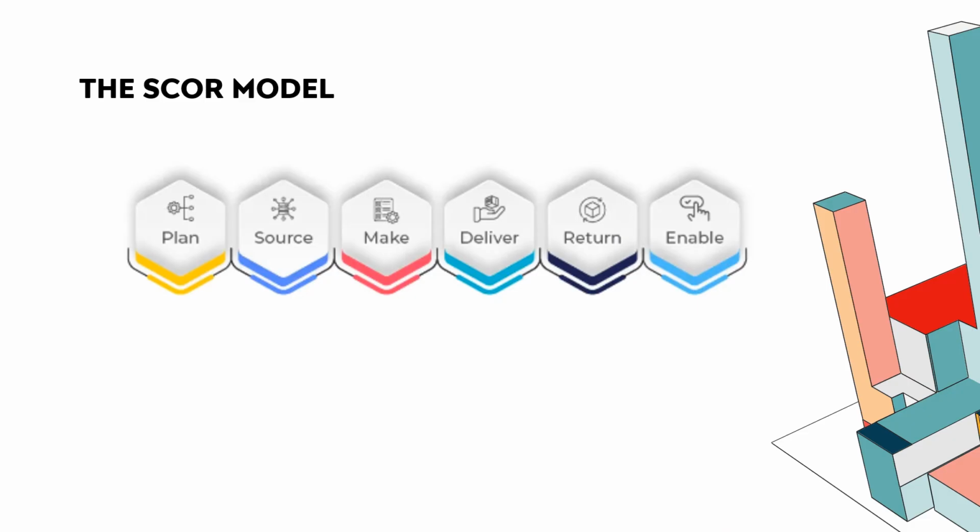Analyzing Apple's supply chain using the SCOR model, or Supply Chain Operations Reference Model. It's a framework designed to provide a standardized way to understand, measure, and optimize supply chain processes based on the 6 key areas you can see listed here.